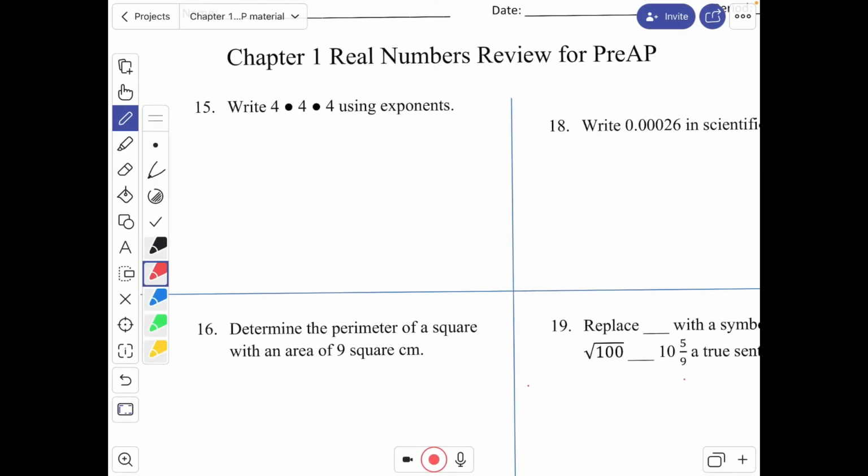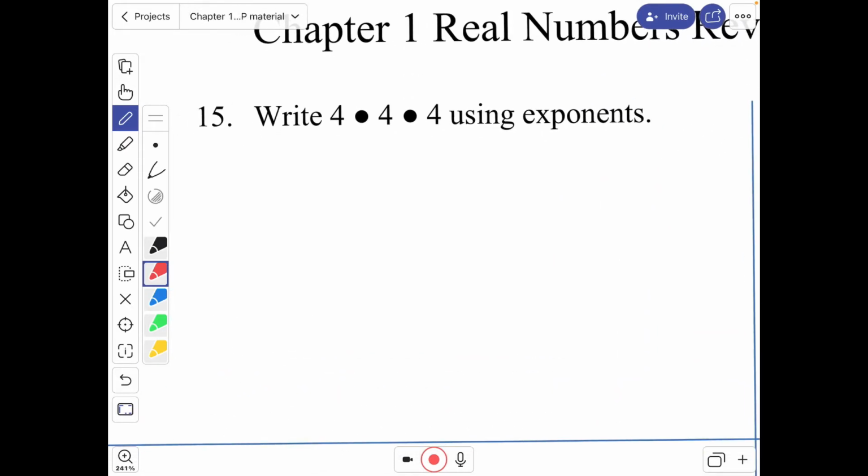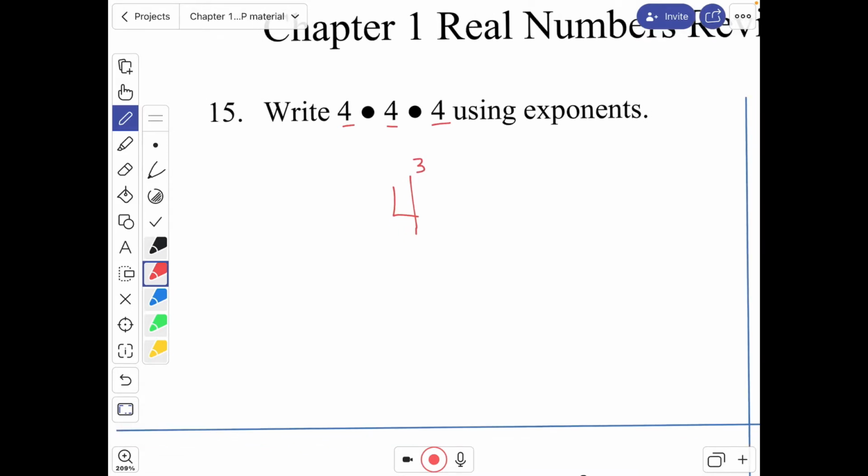Now, Chapter 1, Real Numbers Review. This is for my pre-AP students. Number 15 says write 4 times 4 times 4 using exponents. Well, 4 is the base, and the exponent is going to be how many times it occurred, which is 3. 4 to the third power.